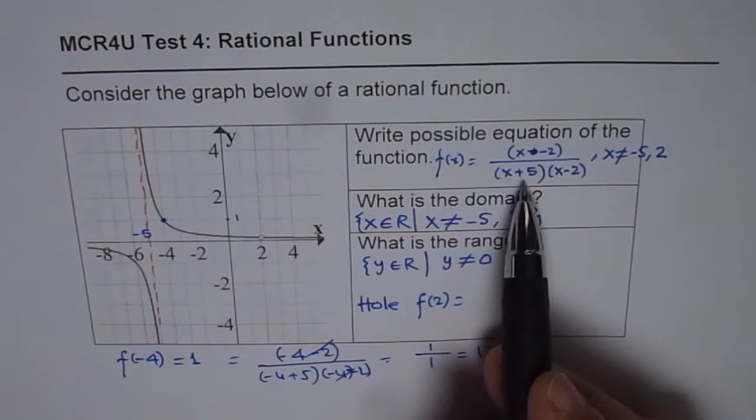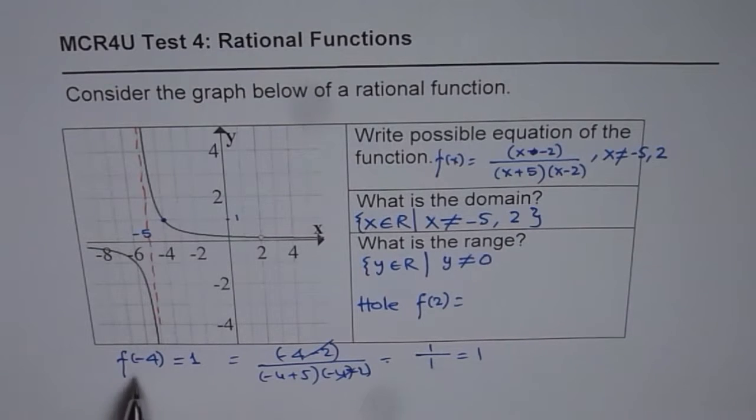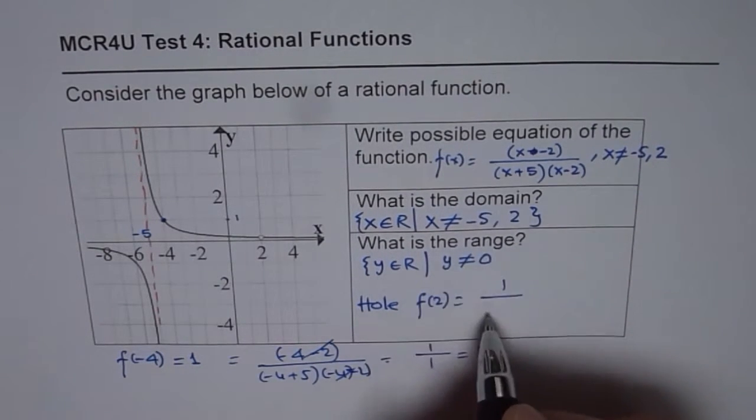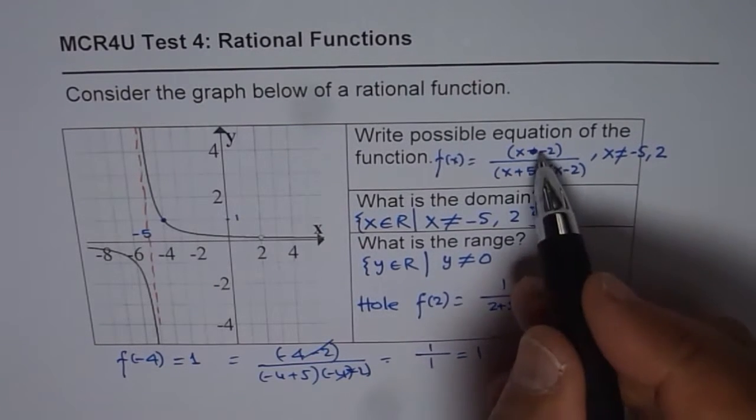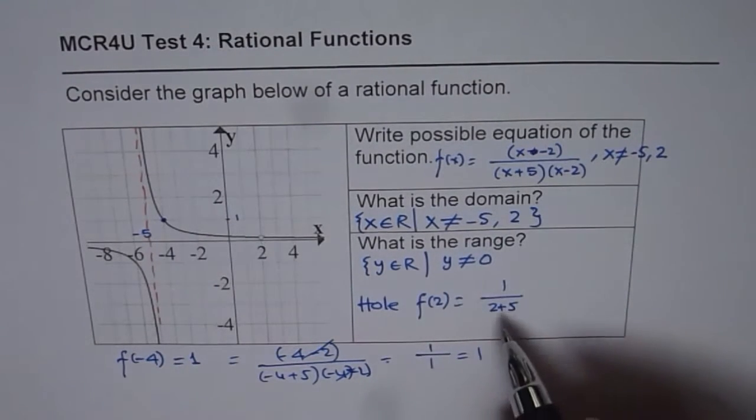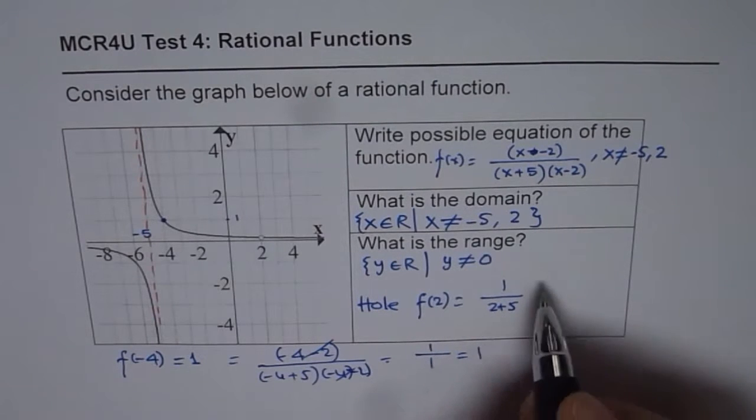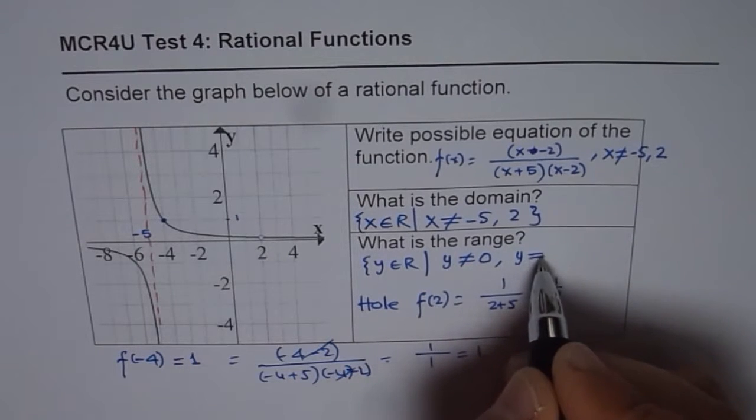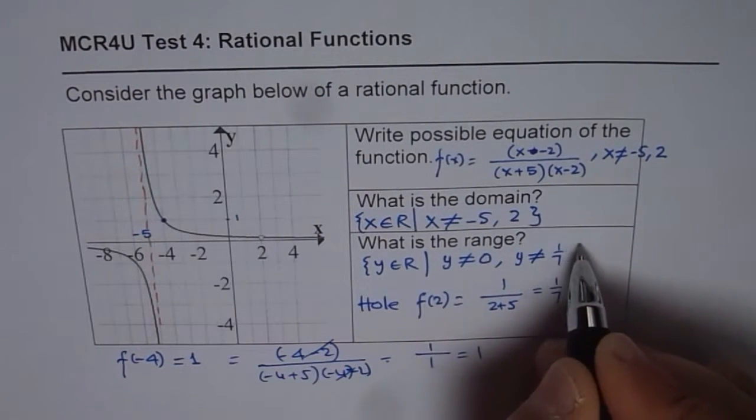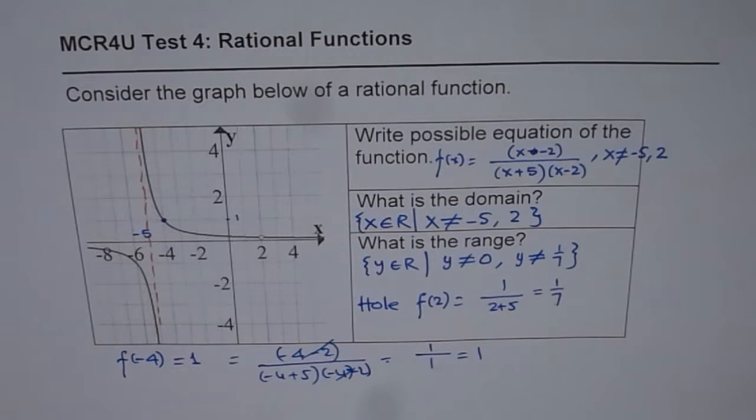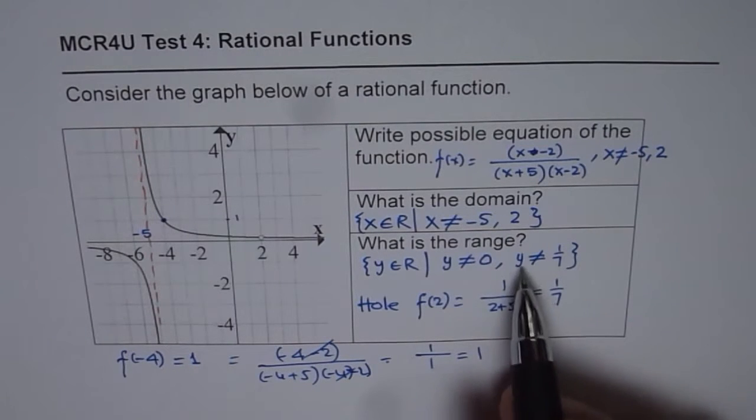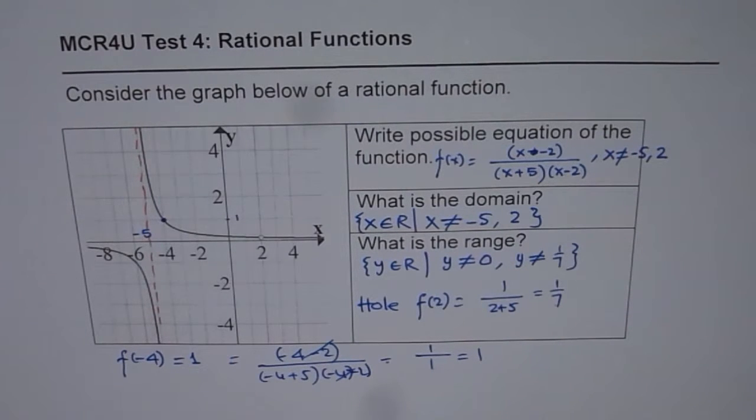But in the simplified version, we could write this as 1 over 2 plus 5. When they cancel out, x plus 5 is in the denominator. If I substitute 2 here, I get 1 over 7. So the other restriction is that y is not equal to 1 over 7, since we have a hole at this point, correct? So it's very important to find the value of the hole, the location of the hole, and include that in the range of the rational function.